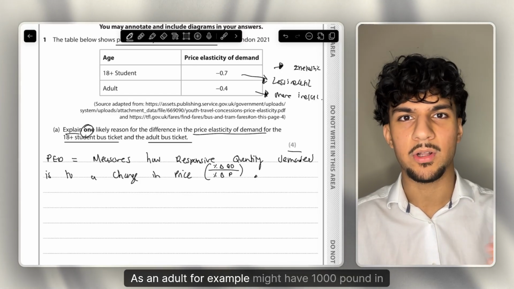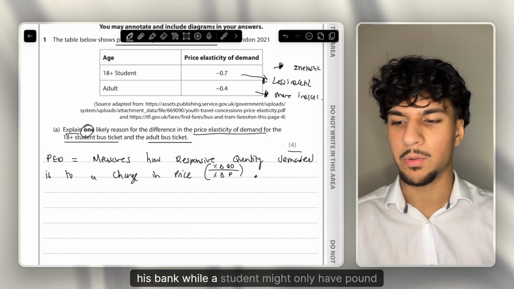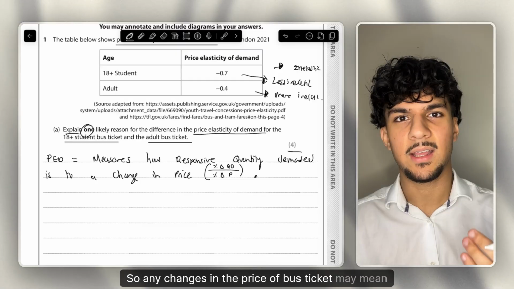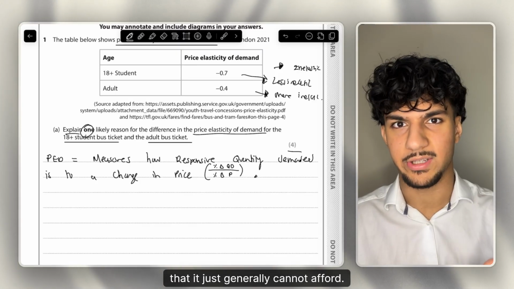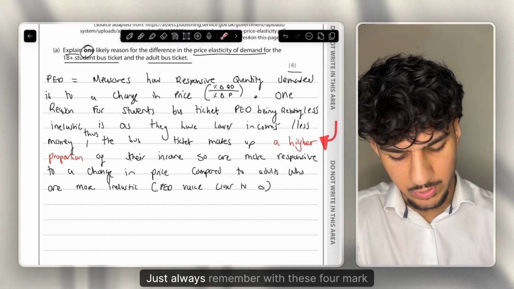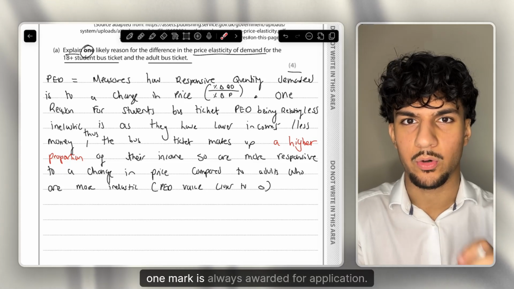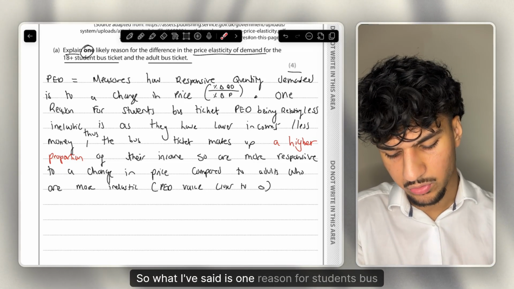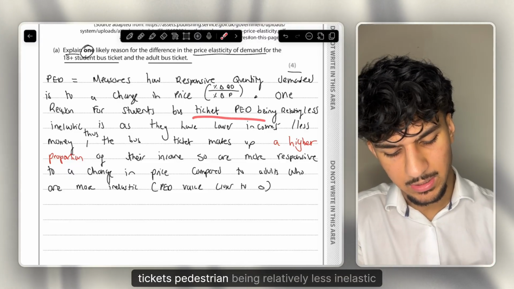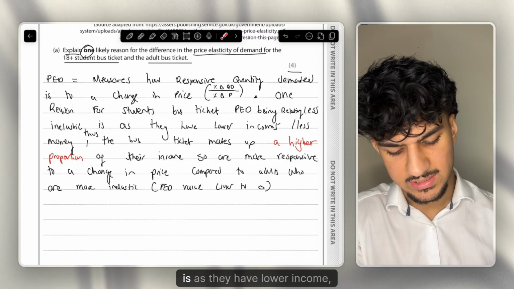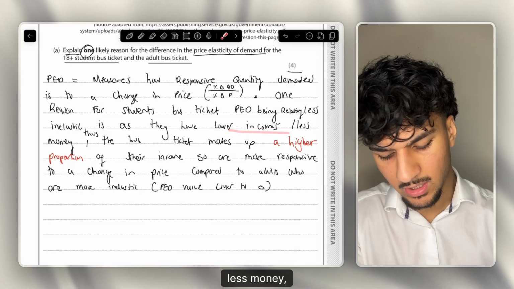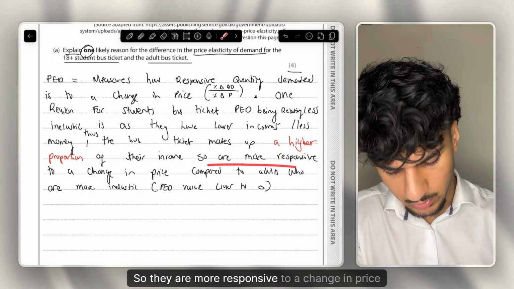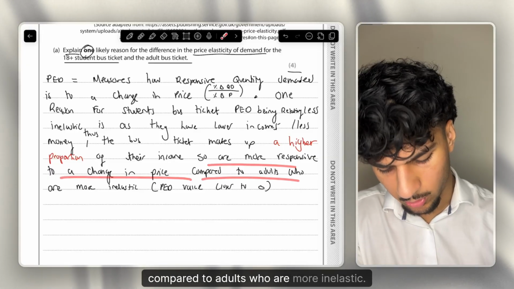An adult, for example, might have £1,000 in his bank, whilst a student might only have £3 for that bus ticket. So any changes in the price of that bus ticket may mean that he just generally cannot afford it. And that is how I've decided to word it. Just always remember, with these 4-mark questions, 1 mark is always awarded for application, so you need to make sure you hit that point. So what I've said is one reason for students' bus tickets' PED being relatively less inelastic is as they have lower income / less money. Thus the bus ticket makes up a higher proportion of their income, so they are more responsive to a change in price compared to adults who are more inelastic.